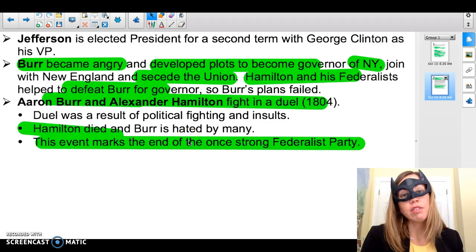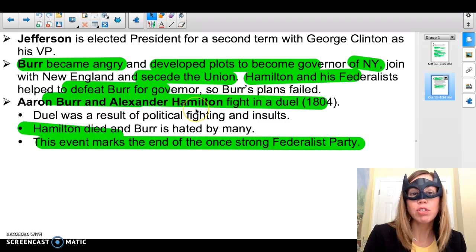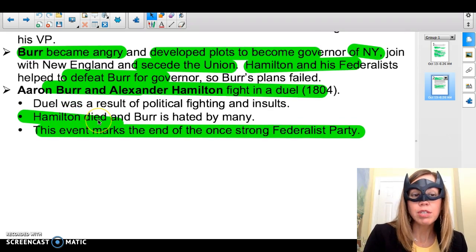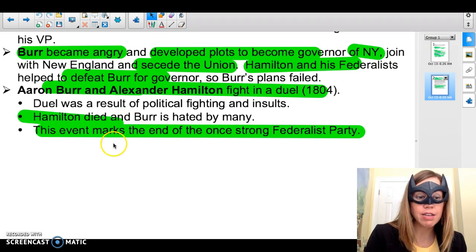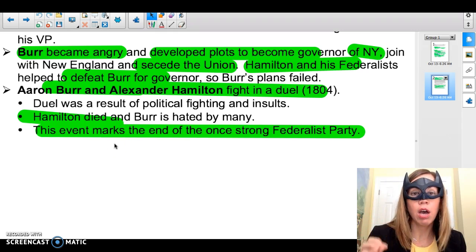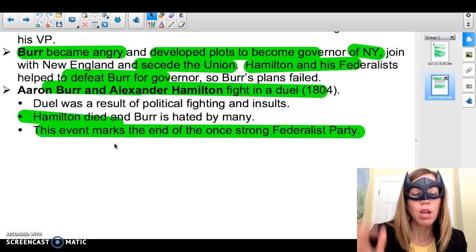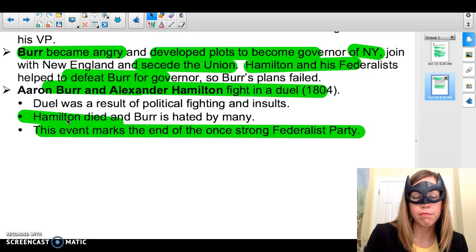Also, there is a historical fact that Hamilton's father-in-law was defeated for the Senate by Burr, and that didn't sit well with Hamilton either. So Hamilton dies in the duel. Burr shoots and kills him and is hated by many, and this marks the end of the Federalist period. So, good for Batman, not so good here for Superman. So the end of the once strong Federalist period when Hamilton is killed by Burr in the duel. You'll learn more about this in the station.